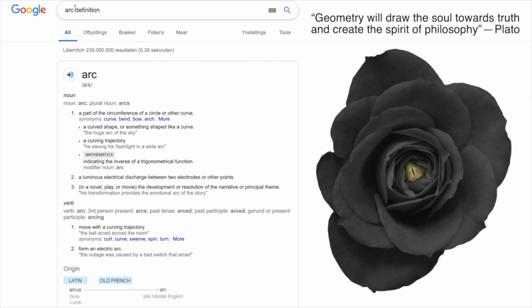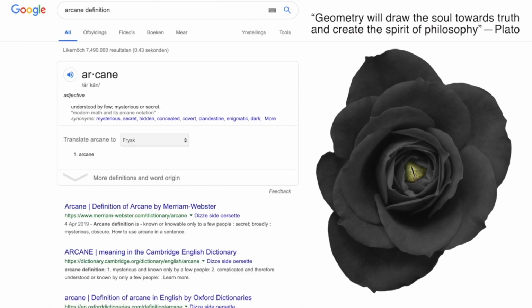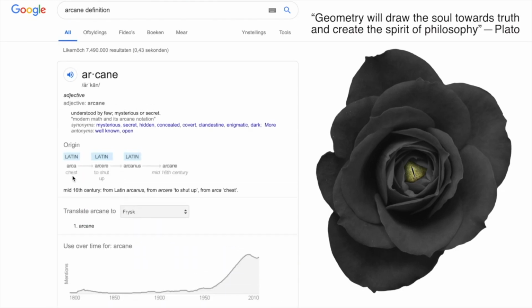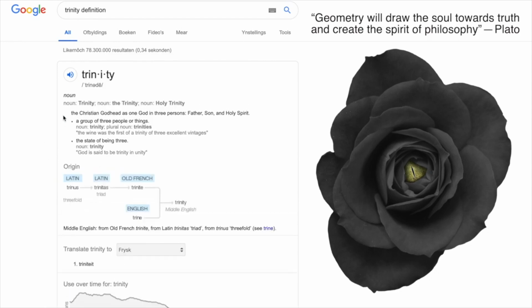Let's expand the word arc and add "ain" to form arcane, which means understood by few, mysterious, or secret. Now let's have a look at the word trinity because it's relative to where we're going with this. A trinity is a group of three people or things, or the state of being three.